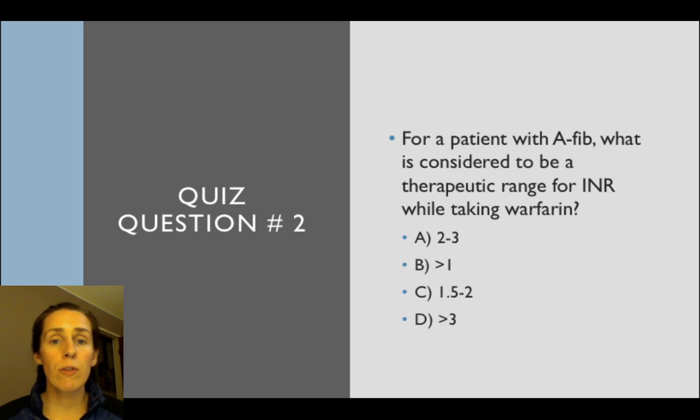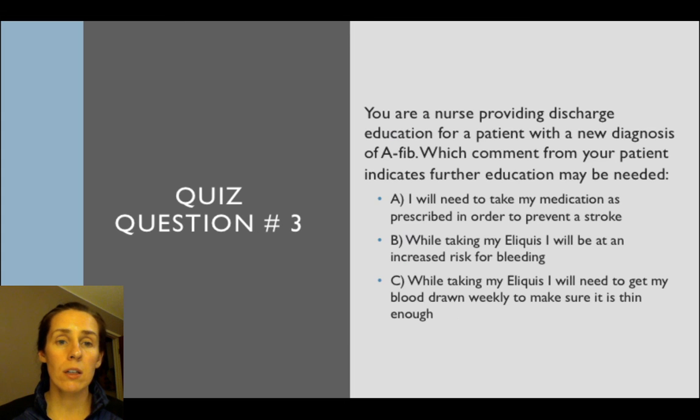Question number 2, for a patient with AFib, what is considered to be a therapeutic range for INR while taking warfarin? The answer is A, which is 2 to 3. If INR is less than 2, it could increase the risk for stroke, and greater than 3 could increase the risk for bleeding in a patient with AFib. And this evaluates that objective number 2 was met.